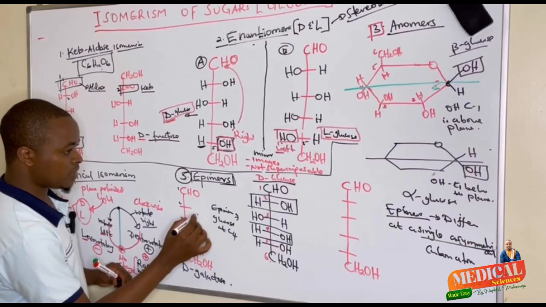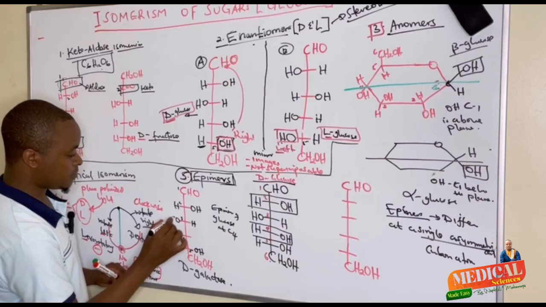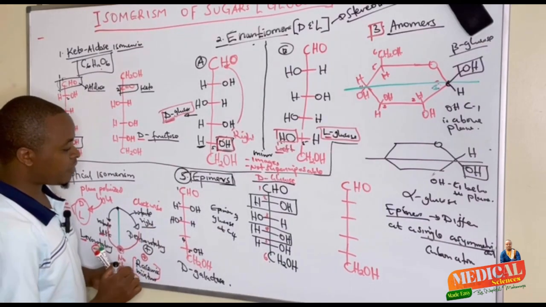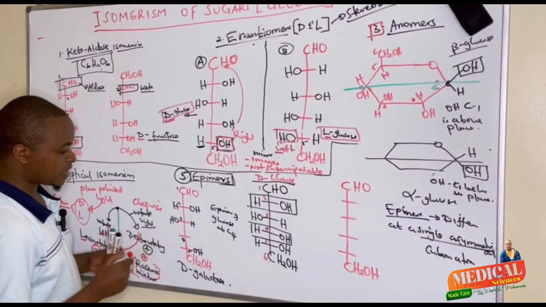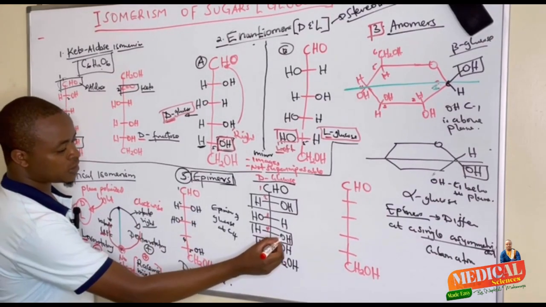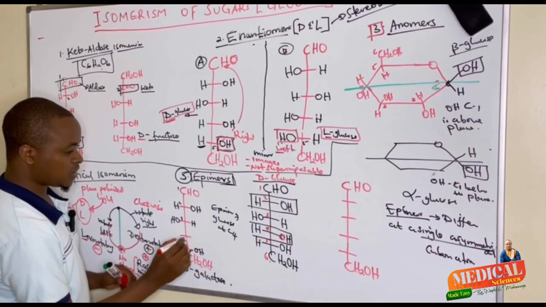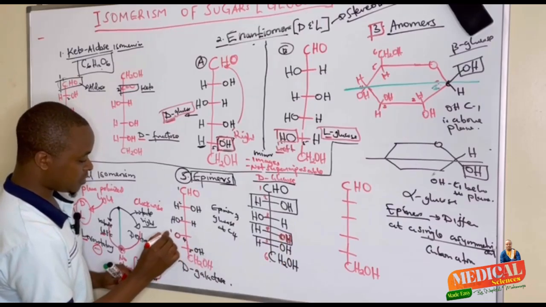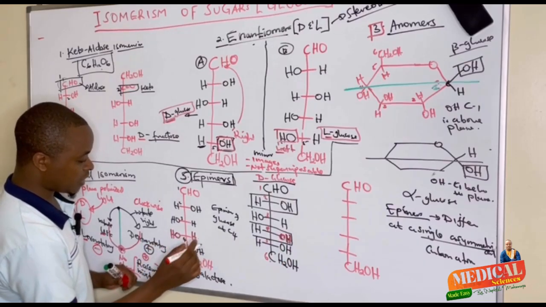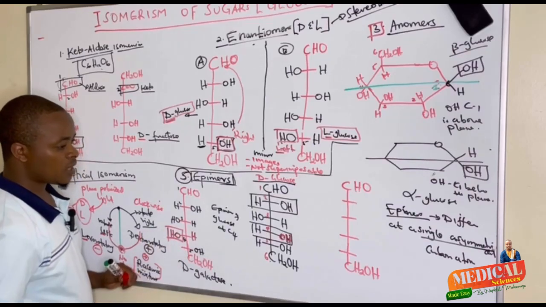So this one remains the same. This one remains the same. But they are differing at carbon number 4. Whereby at carbon number 4, if glucose, the hydroxyl group is on the right, this one is on the left. So we see the hydroxyl group at carbon number 4 shifting on the left. When it shifts on the left and the hydrogen goes on the right, these ones become epimers.